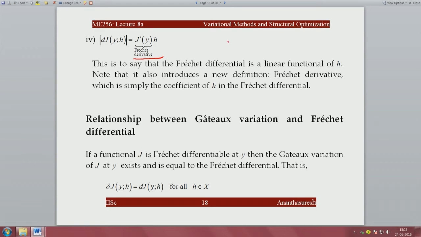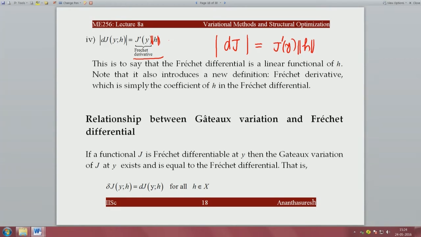Basically what you say is that we just define the Fréchet differential dJ; if we take the absolute value of that, because remember J is a functional and the Fréchet differential is a functional, as is the Gâteaux variation, you can take the absolute value because that is basically a real number. That absolute value, if I write that as J prime of y, divided by the norm of h, which will also be a number, so here there should be a norm, then that becomes what is called the Fréchet derivative.